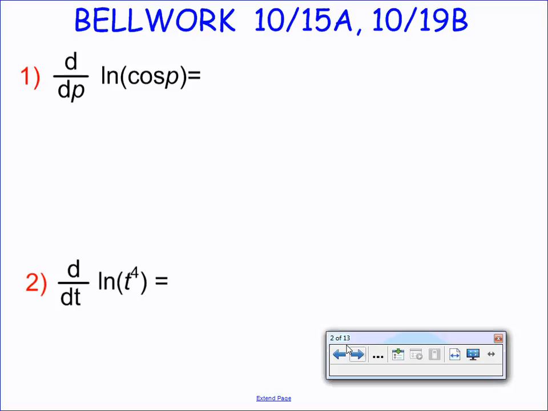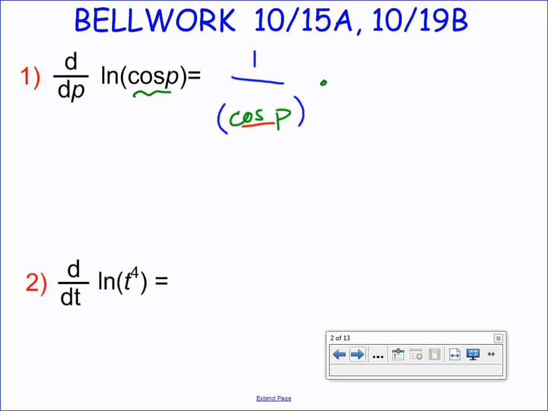The thing is it wasn't ln of x, it was ln of cosine of p. So we have the opportunity to use the chain rule. Let's do it. The derivative of natural log is 1 over the function. My function here, though, like we just said, is not x, it's cosine of p. So that'll be my inner function, and then times the derivative of the inner function. So it's the derivative of the overall with the inner, and then times the derivative of the inner.